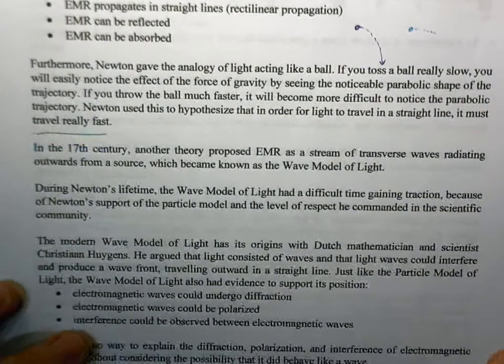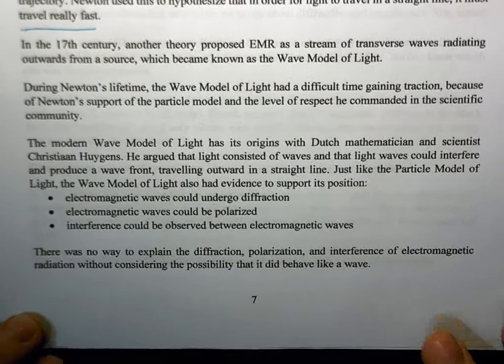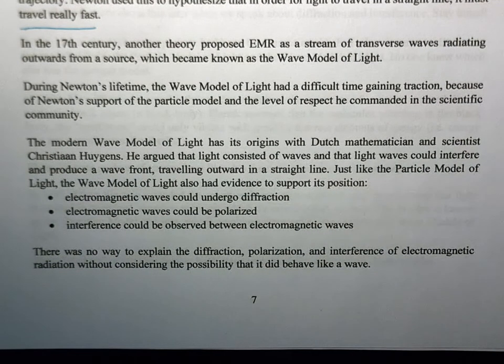I mentioned there was also the wave model of light. It didn't gain a lot of traction during Newton's lifetime, partly because of Newton. He was such a staunch supporter of the particle model that if he said it was right, most people weren't in a position to question it. Once Newton died, though, the wave model started to gain steam. It had its origins with a Dutchman named Christian Huygens. He argued that light consisted of waves, and that these waves were made up of even smaller waves called wavelets, which is part of what's known as Huygens' principle. We'll talk about that more later.